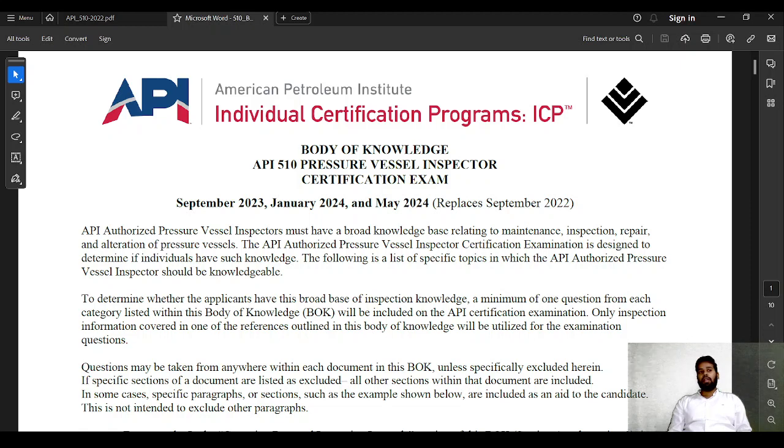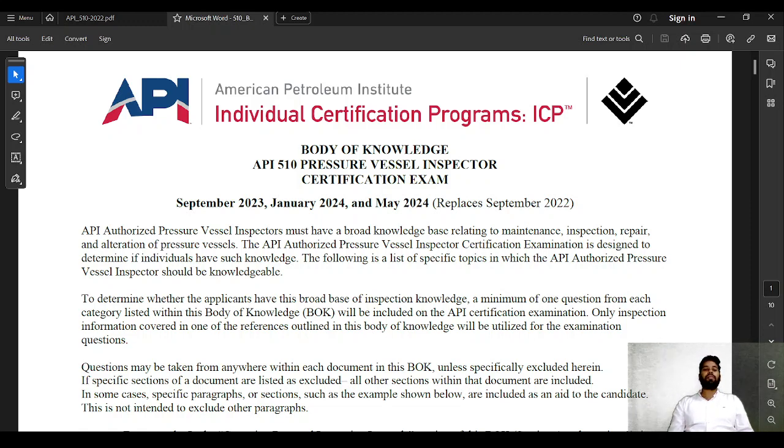Now, the examination has a certain structure to it, and this structure is written in an official document known as the Body of Knowledge. So the API Body of Knowledge for the ICP 510 examination is the body of knowledge that is going to be implemented from January 2024 to May 2024. So the people who are probably listening to this video are going to be in this range itself. It's the latest that I can find.